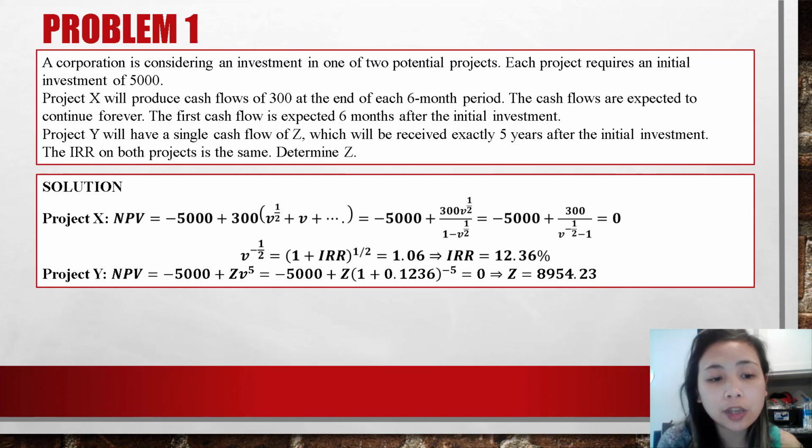So let's look at project Y. The net present value is minus 5,000 plus Z times v^5. And from here, we solve for Z, which is 8954.23. So that is Z.